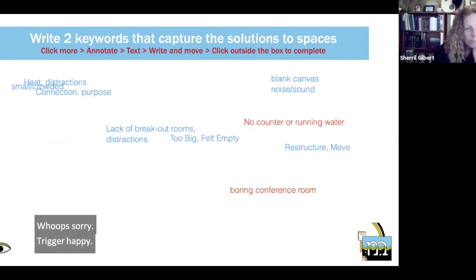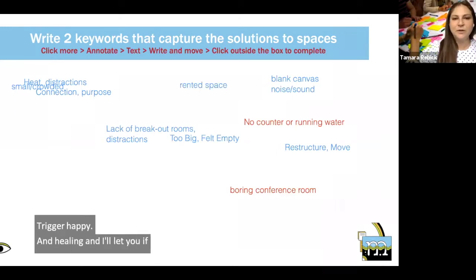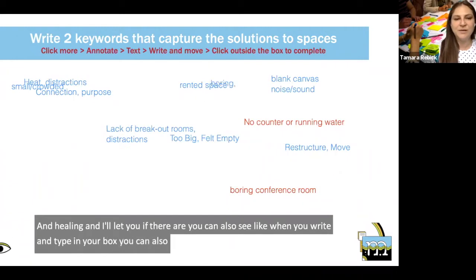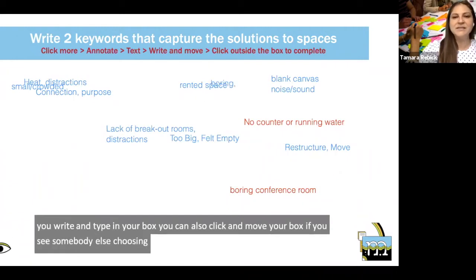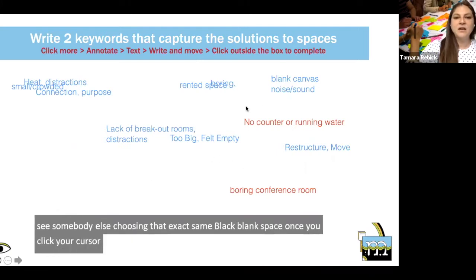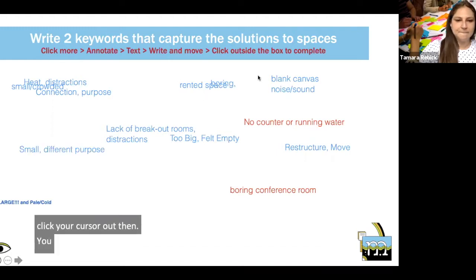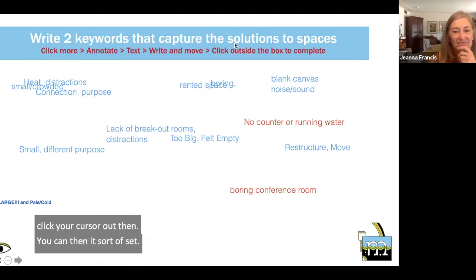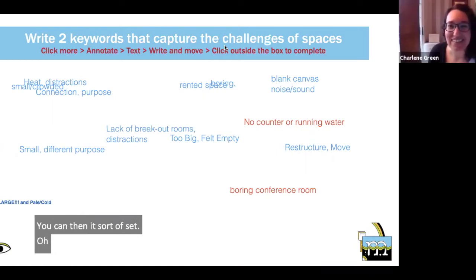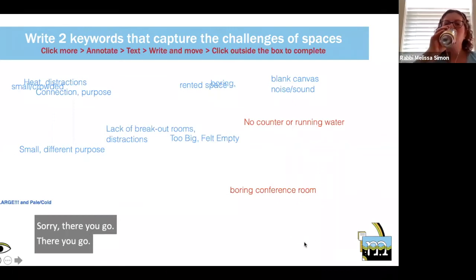And Haley, I'm gonna let you, if there are, you can also see, when you write and type in your box, you can also click and move your box if you see somebody else choosing that exact same blank space. Once you click your cursor out, then it's sort of set. Are we on solutions or challenges? Challenges. The screen says. Oh, sorry. There you go. There you go. Connect. Yeah, sorry, I think I might have done. My apologies.